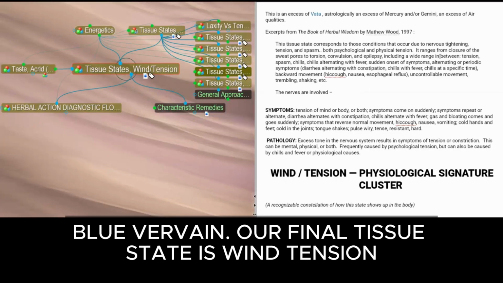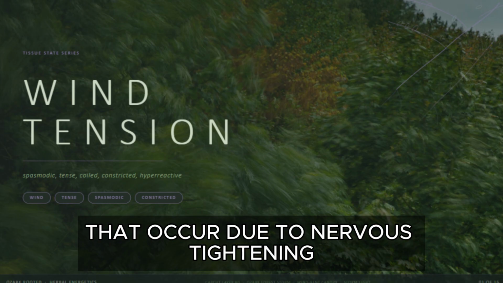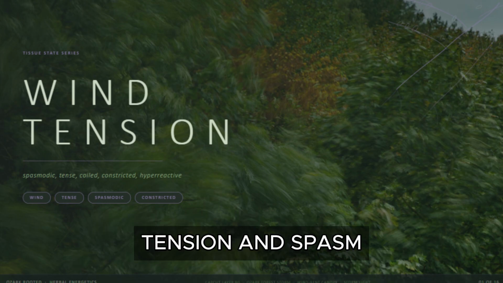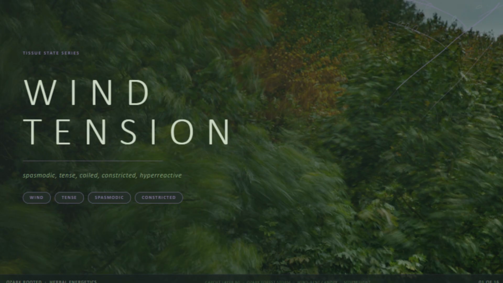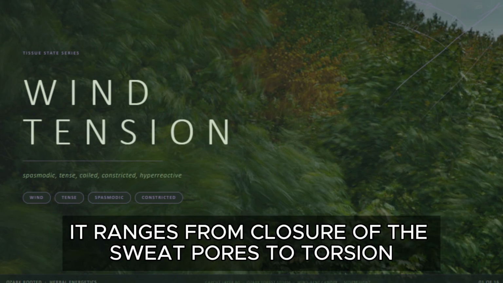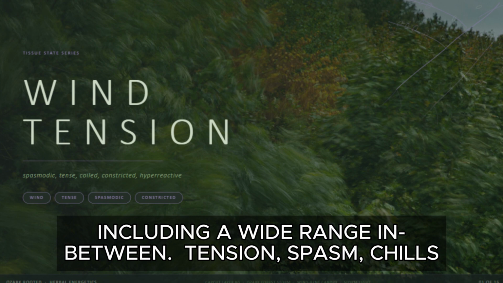Our final tissue state is wind tension, and this tissue state corresponds to those conditions that occur due to nervous tightening, tension, and spasm, both psychological and physical tension. It ranges from closure of the sweat pores to torsion, convulsion, and even epilepsy, including a wide range in between.